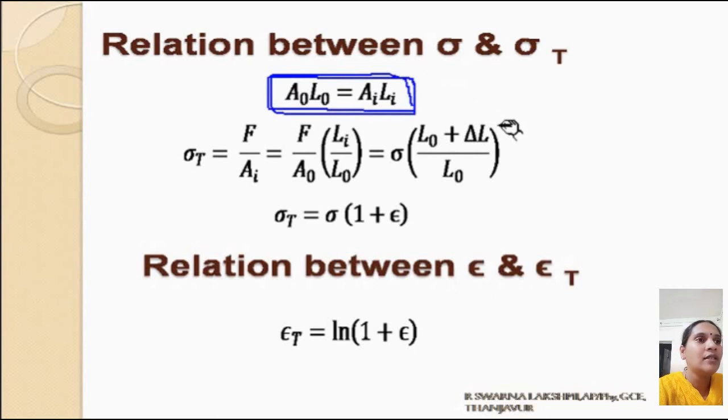Sigma T, that is the true stress, is F by Ai, force by instantaneous area of cross section. Using the expression above, it can be written like this, which mathematically reduces to sigma T equals engineering stress times 1 plus engineering strain. Similarly, you can also prove that the relation between true strain and engineering strain is given by epsilon T equals ln of 1 plus epsilon.